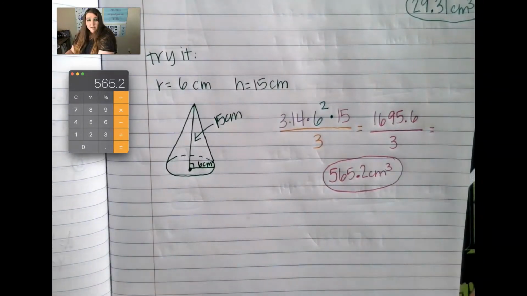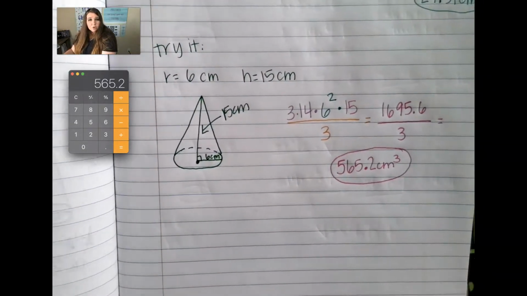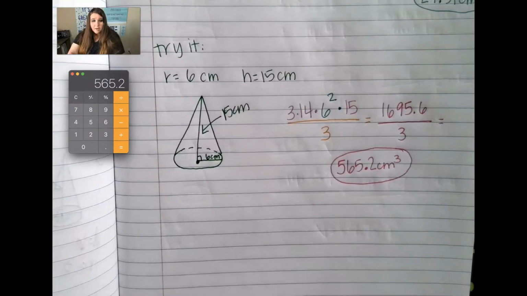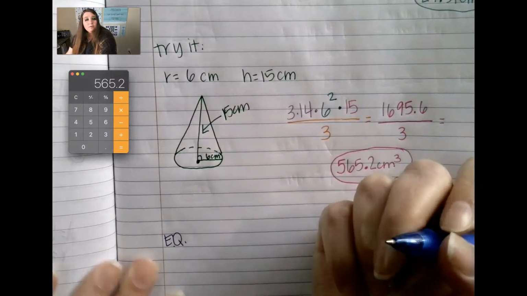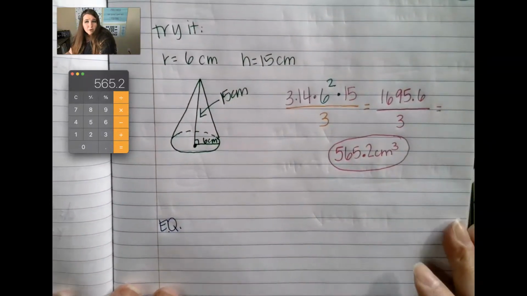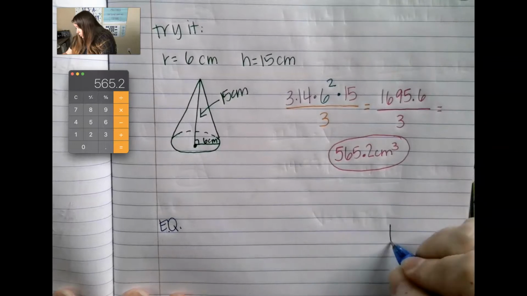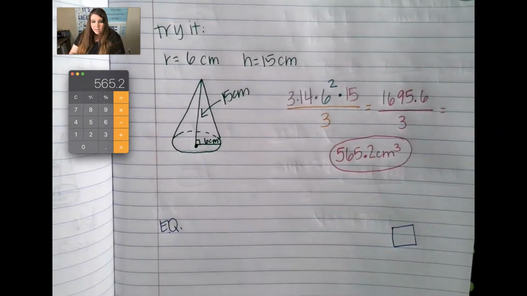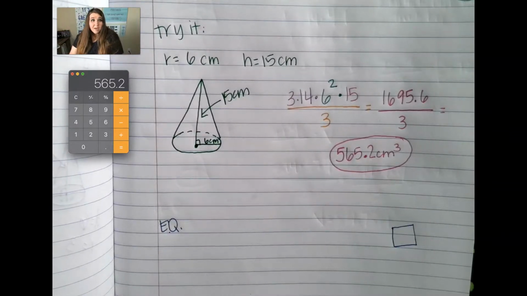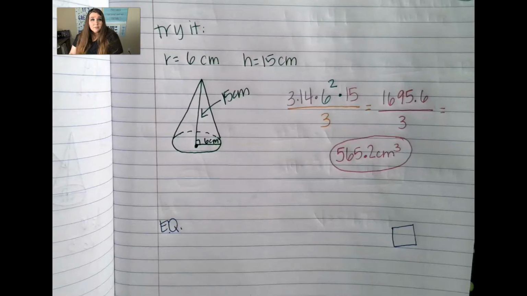All right. How did you do on your try it? Now go ahead and answer your essential question. How do we find the volume of a cone? Put your level of understanding out to the side. Where are you at with this? I understand that I'm just finding the volume of a cylinder and dividing by 3. I need more practice. I have no clue what we're doing.